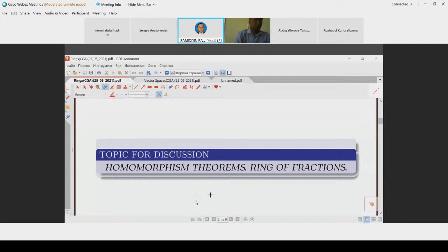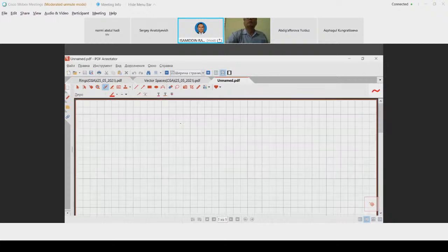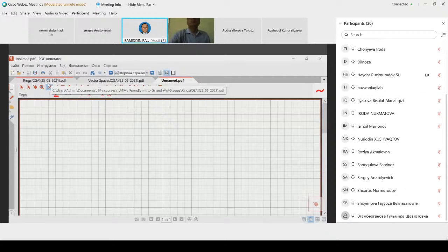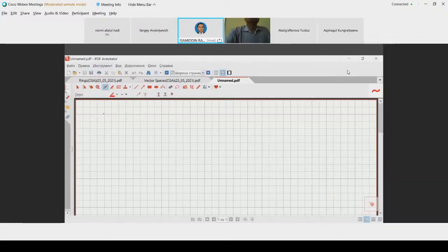Last time we discussed quotient rings and the homomorphism theorems. They are almost the same as in the group case, but there are some differences. I just want to bring your attention to those differences between quotient groups and quotient rings.